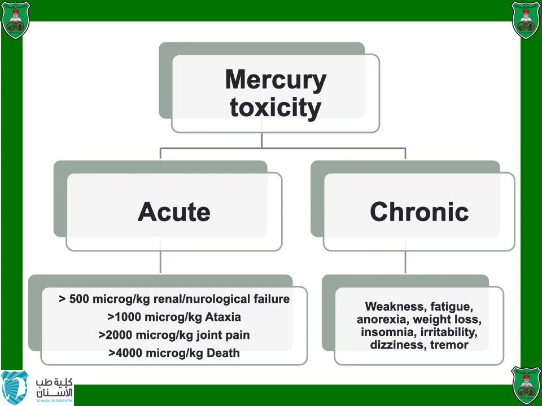Now acute mercury toxicity happens when we have more than 500 micrograms per kilogram. It will cause renal and neurological failure.